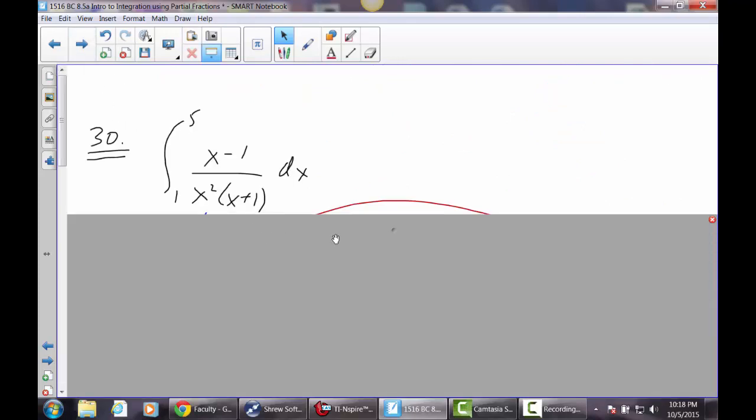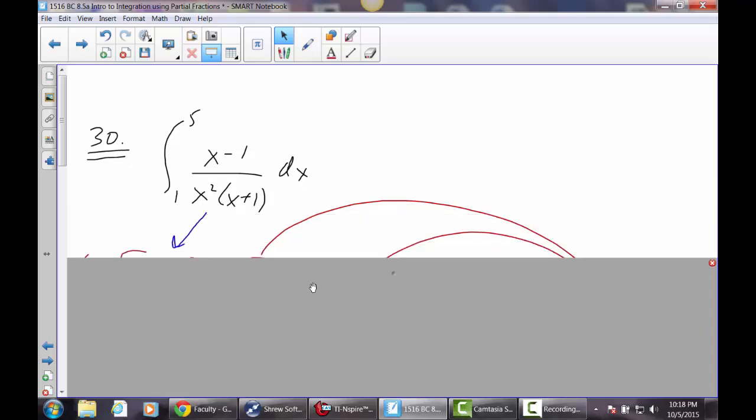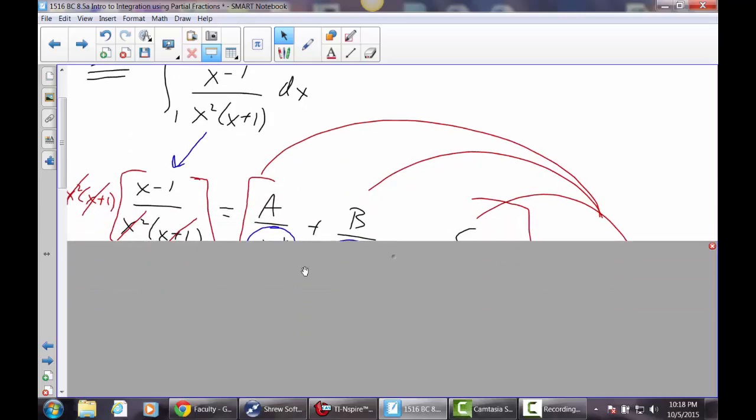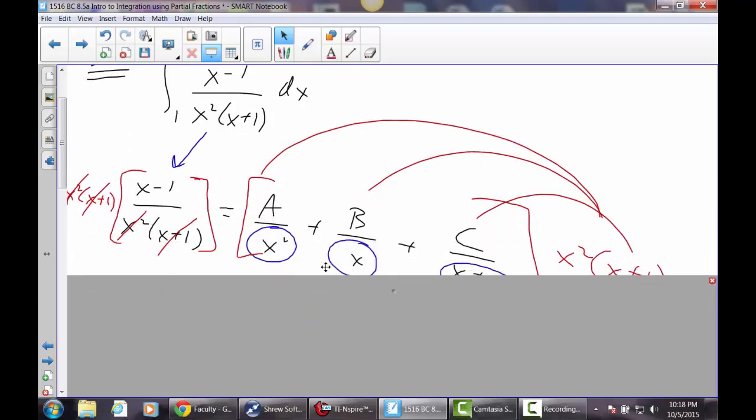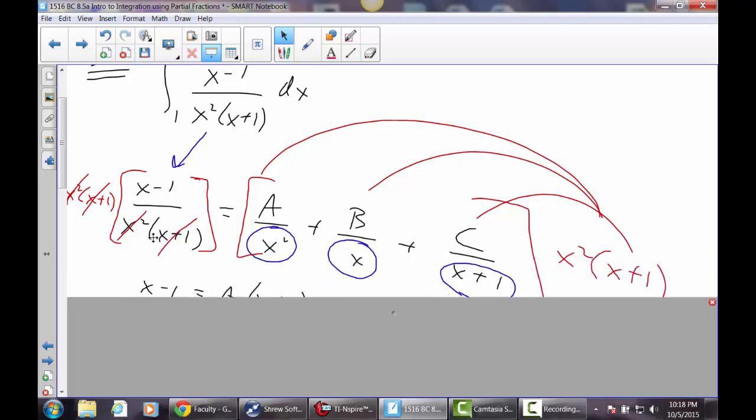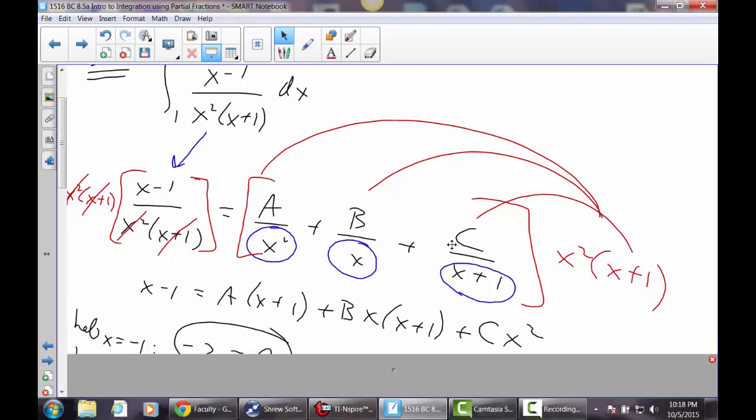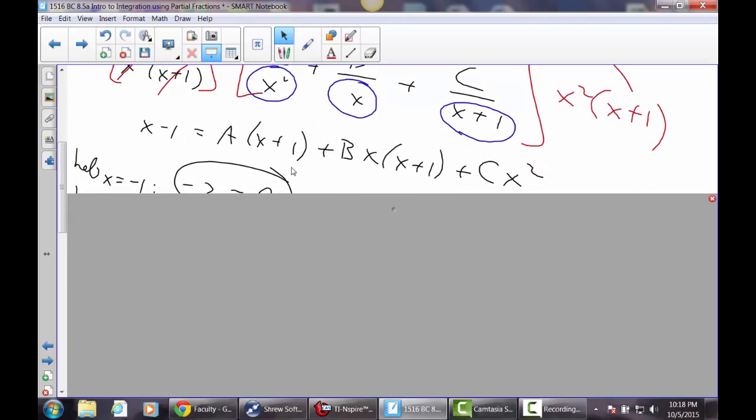So here's another one, already factored for you. Okay, so I'm going to go through this pretty quickly. The three fractions you'll need: one with x squared, one with x, and one with x plus 1. Multiply both sides by the LCD. Obviously, we're going to let x equal negative 1, and we're going to let x equal 0.